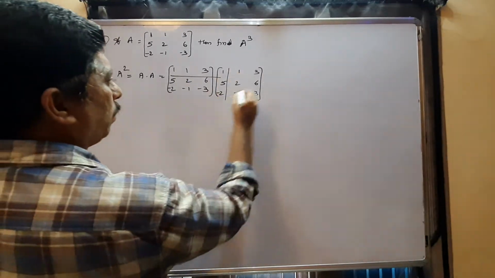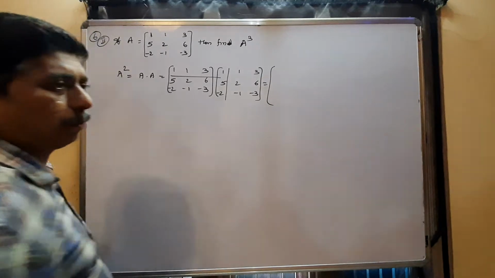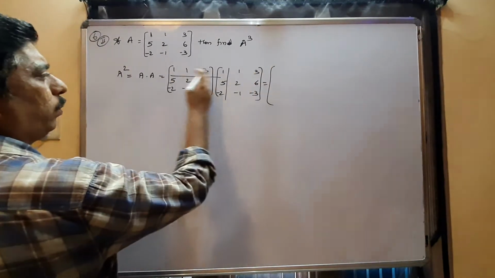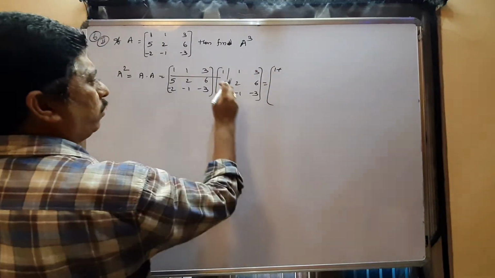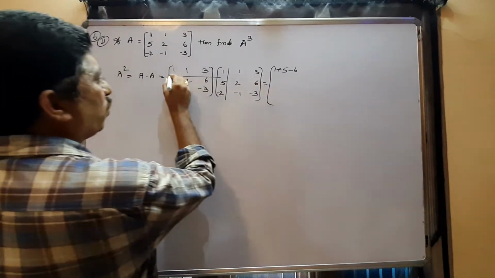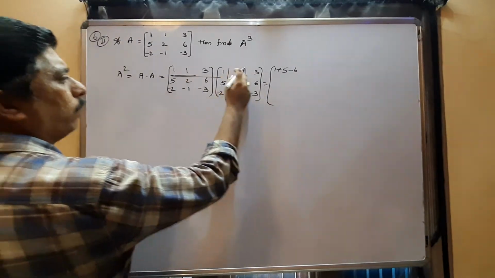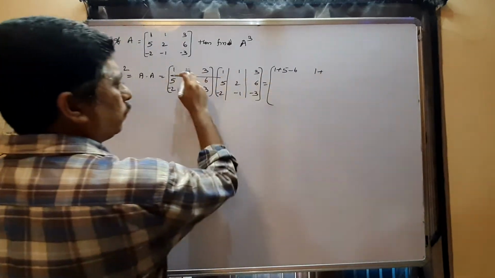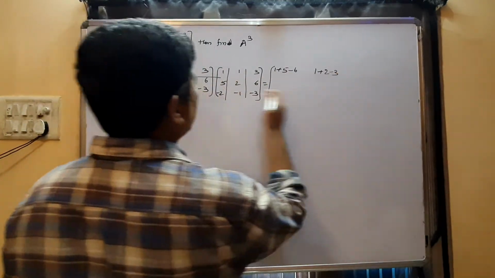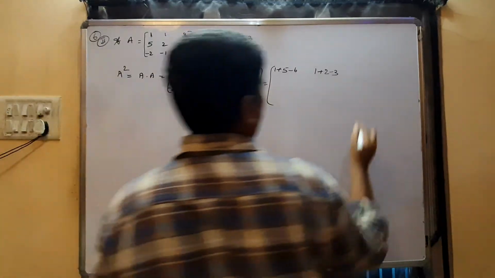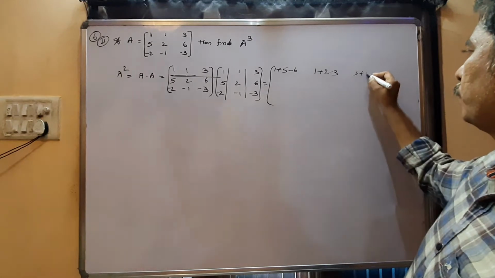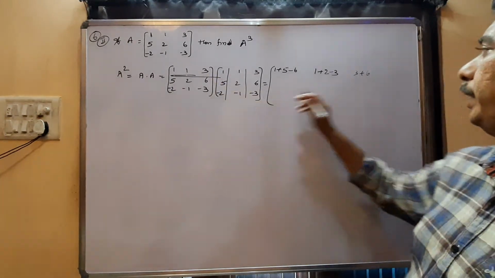Row into column you have to multiply. I think everyone is perfect in matrix multiplication. First row into first column: 1 into 1 is 1, plus 1 into 5 is 5, 3 into minus 2 is minus 6. First row into second column: 1 into 1 is 1, plus 1 into 2 is 2, 3 into minus 1 is minus 3. First row into third column: 1 into 3 is 3, plus 1 into 6 is 6, 3 into minus 3 is minus 9.